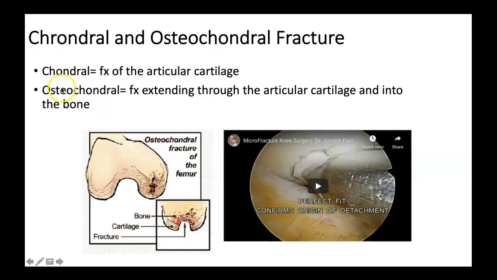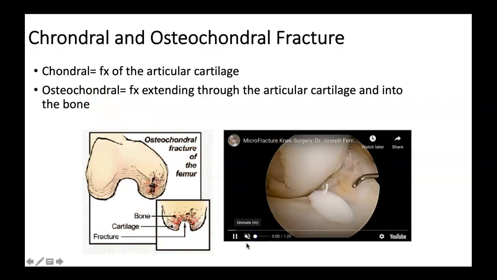So in an ideal world, we'd want our patient to have a chondral fracture. We'll figure out how to facilitate healing of the hyaline cartilage. But then if they have an osteochondral defect, it's so hard to repair or to treat this. So let's take a look.